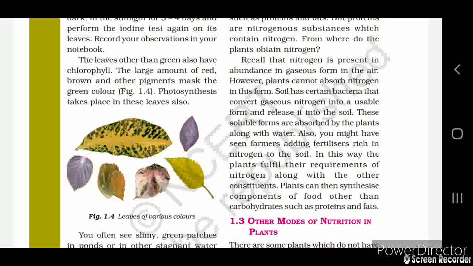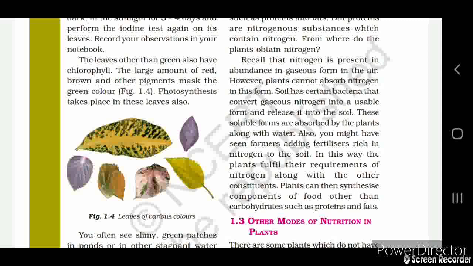Recall that nitrogen is present in abundance in the air in the gaseous form. However, plants cannot absorb nitrogen in this gaseous form. So soil has certain bacteria that convert the gaseous nitrogen into a usable form, which then gets released into the soil, and these soluble forms are then absorbed by plants along with the water.